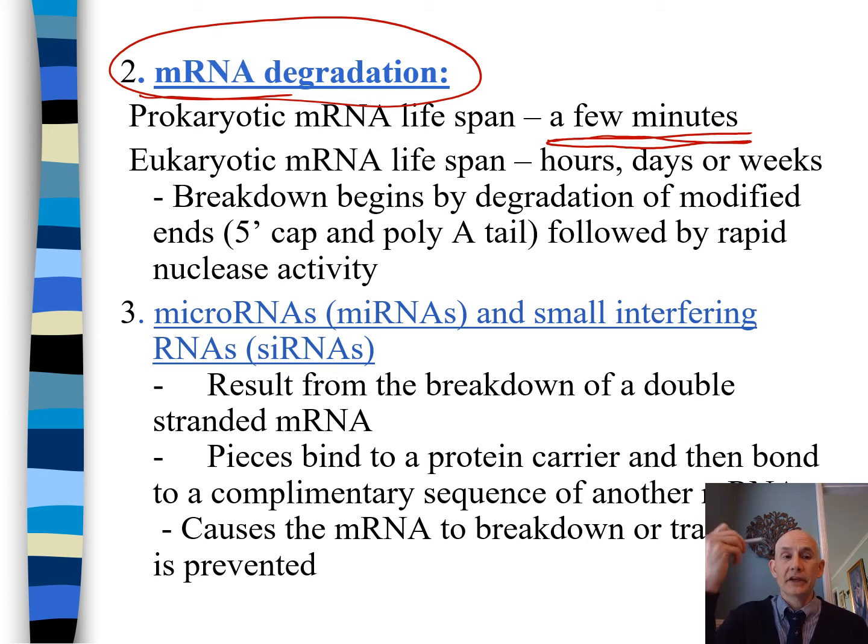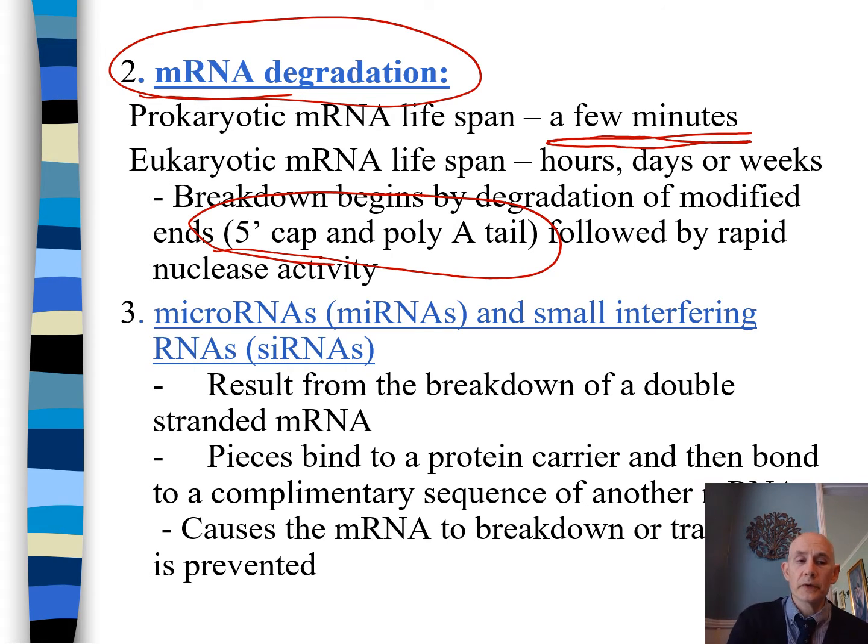But they will have to do a constant generation of mRNAs because those mRNAs are not conserved. Eukaryotes, because of that 5' cap and that poly A tail, can last for a much longer period of time, which allows the eukaryotic cell to spend more energy on building proteins than it does on building mRNA.